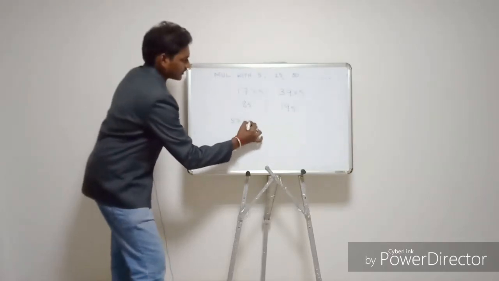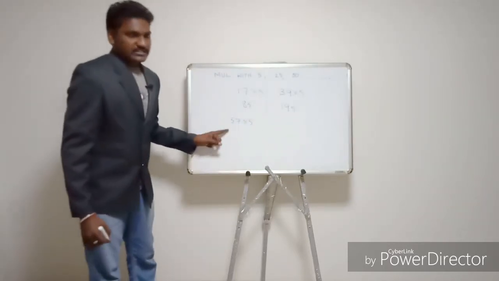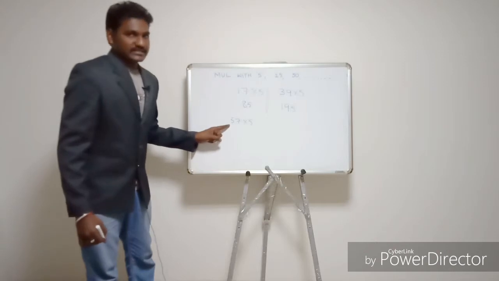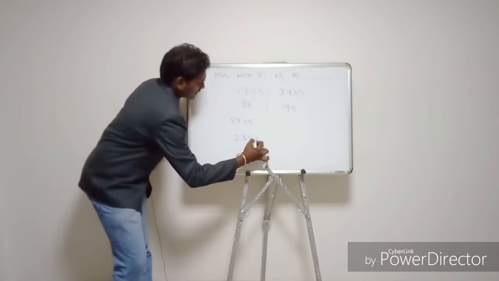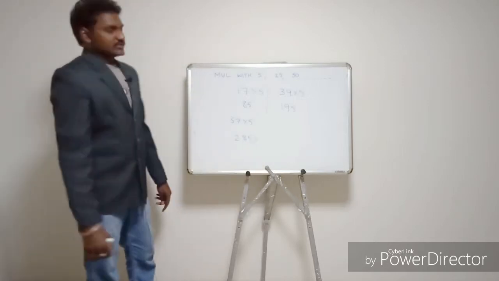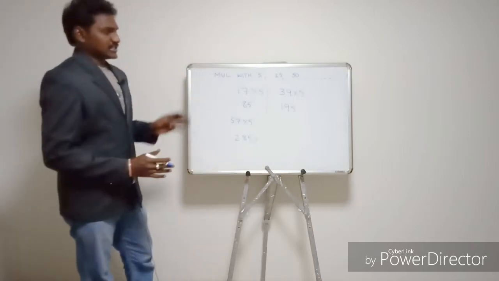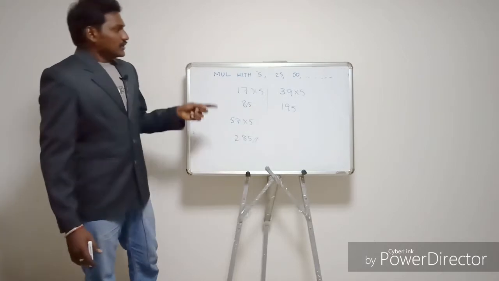Let us take one more example: 57 into 5. First divide 57 by 2. It is 28.5. Without the point, 285 is the answer. So like that we can do any number of multiplications with 5.